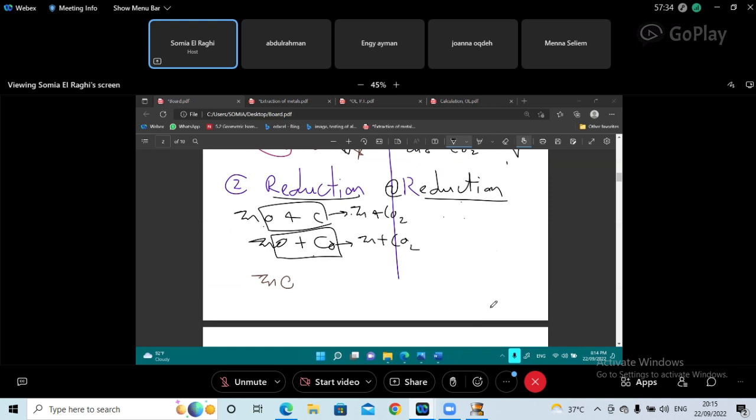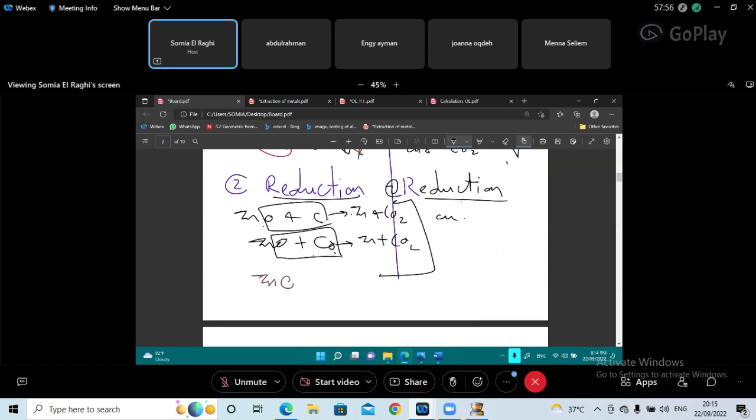But when I write C or when I write CO, it is mandatory sometimes. What do you mean? If they say solid reducing agent, coke, it is solid. If they say gaseous reducing agent, so CO. We will see this kind of question. Don't worry, no need to make it complicated now.